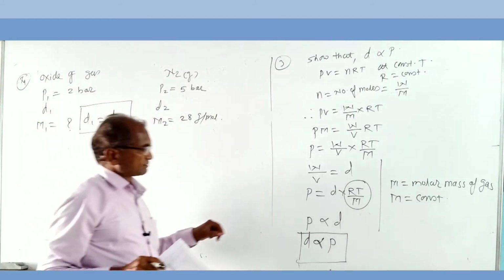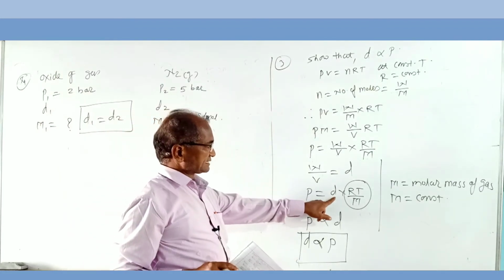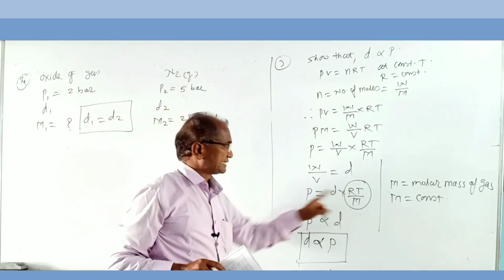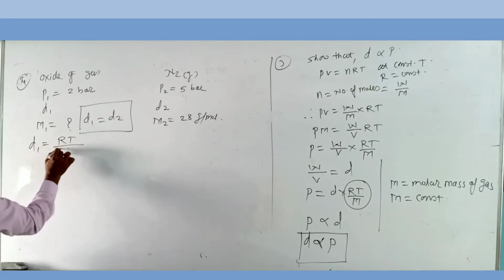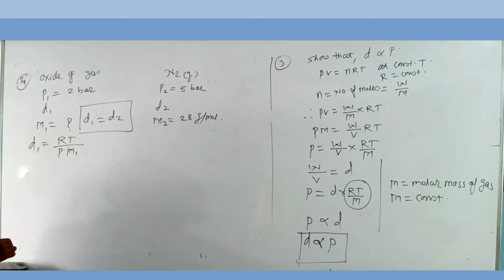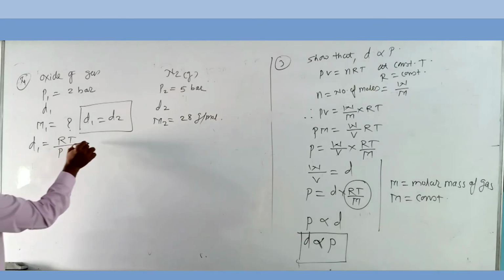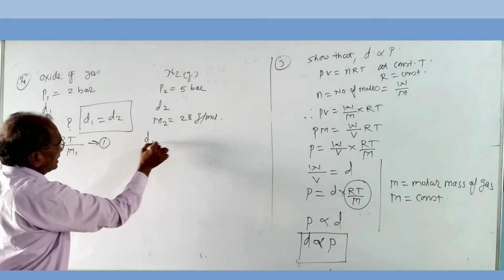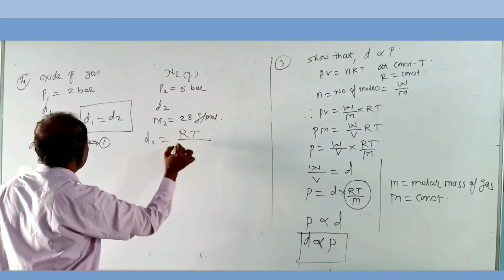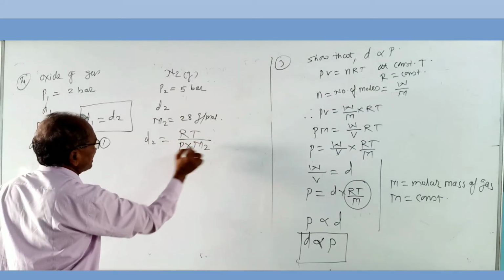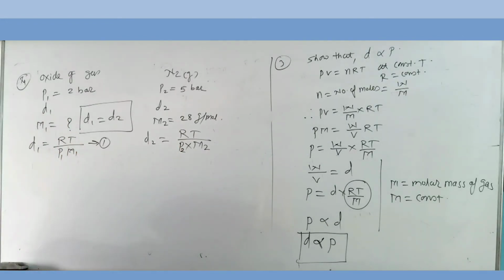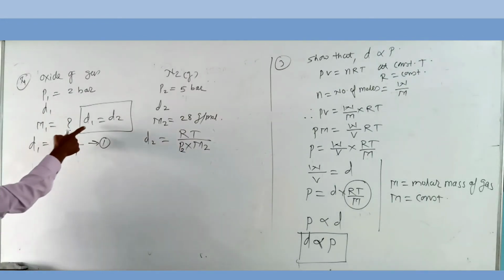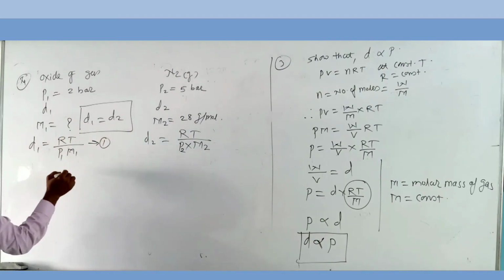Here we know the formula. Density D is equal to RT upon PM. Density D1 is equal to RT upon P1 into M1, equation first. And similarly, D2 is equal to RT upon P2 into M2. Sorry, here P1 and here P2. R is constant, T is constant, right? But D1 and D2 both are same.